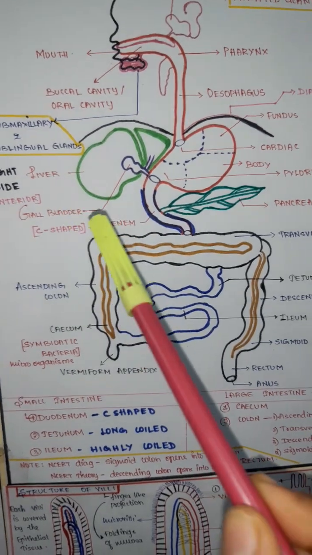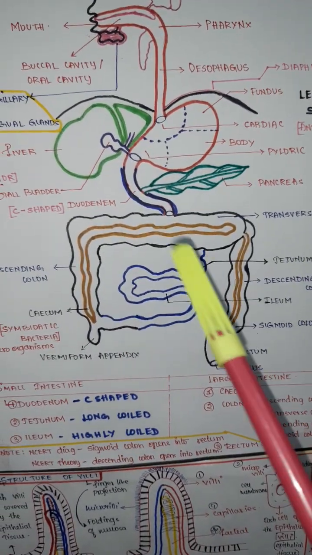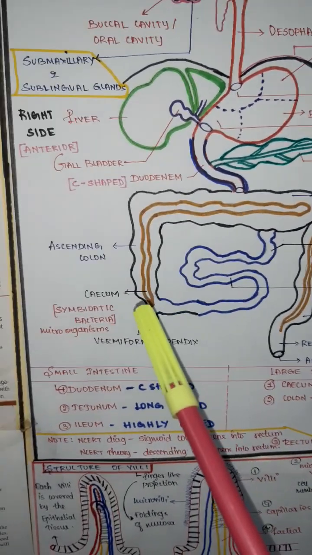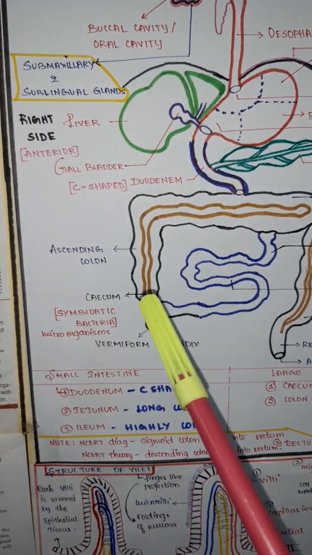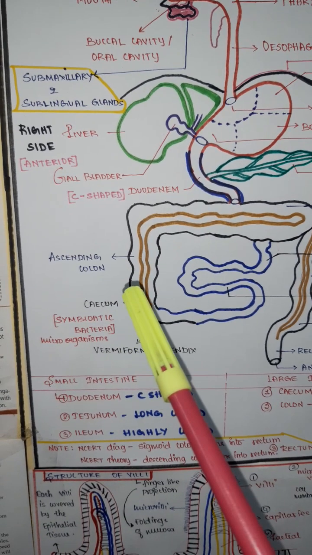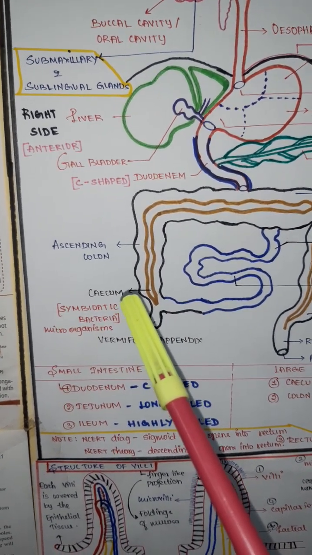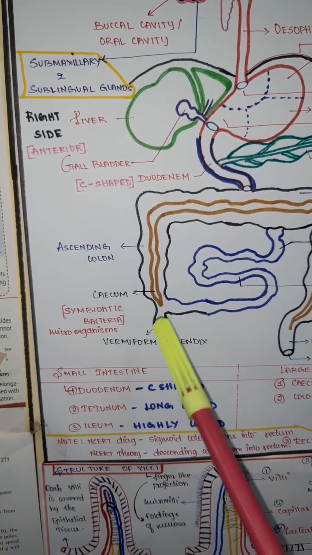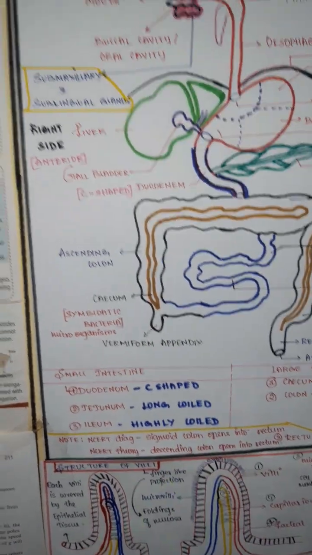So as you see, the duodenum, jejunum and ileum form the small intestine, and from the ileum, the small intestine opens to the cecum. So the cecum forms the first part of the large intestine, and here you can see a small tube-like structure which is called the vermiform appendix.